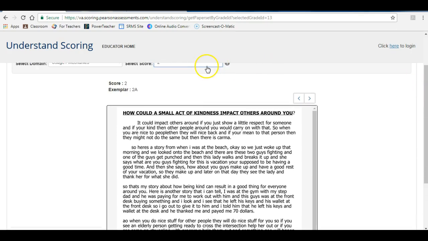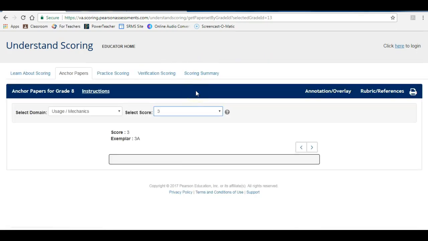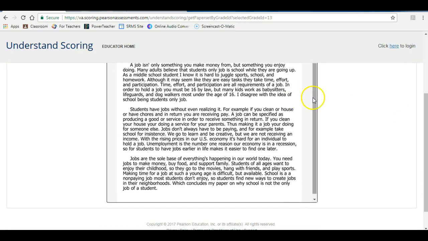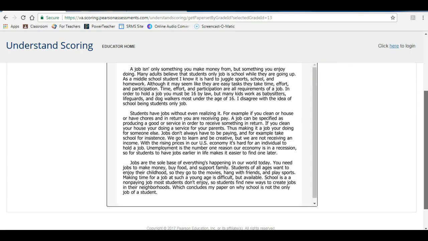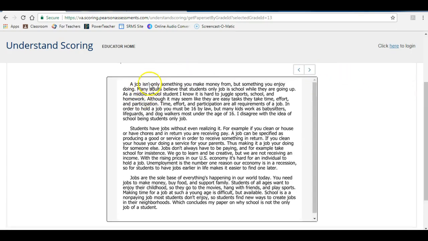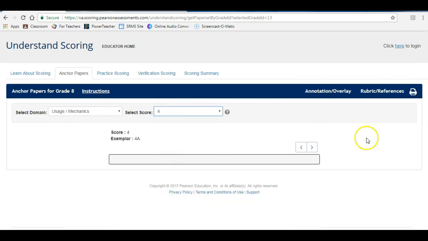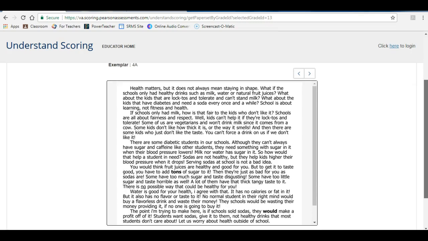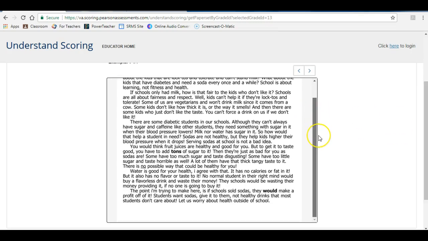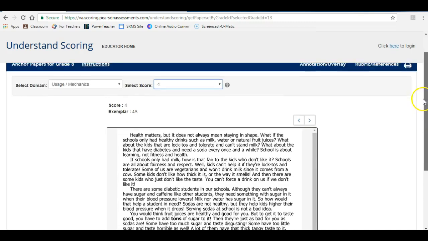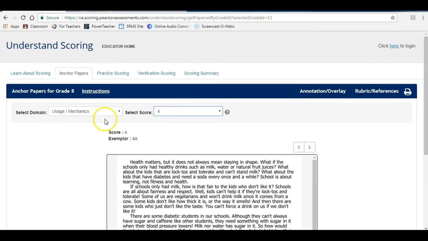A 3 for mechanics would pass, but it's maybe not perfect, so there's a few little mistakes in this. And it's not really long, so they show up more. And then a 4 for mechanics doesn't have to be perfect, but it's pretty reasonably good for an 8th grader. So like 1 capitalization mistake out of lots, that blends in a little better. So those are examples for Anchor Papers.